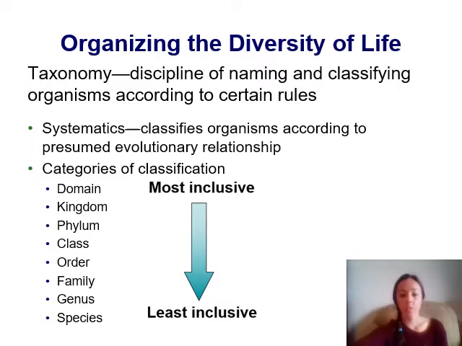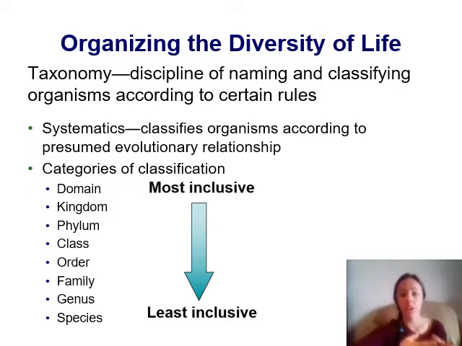The grouping of animals was originally done by shared characteristics, like all organisms within domain Eukarya have cells that have a nucleus. However, as more is learned about evolutionary relationships, animals instead are being grouped together based on presumed evolutionary lineages. Therefore, the classification for every species is constantly changing. Taxonomy is the discipline of naming and classifying organisms according to certain rules, and like I was saying, those rules are changing right now.